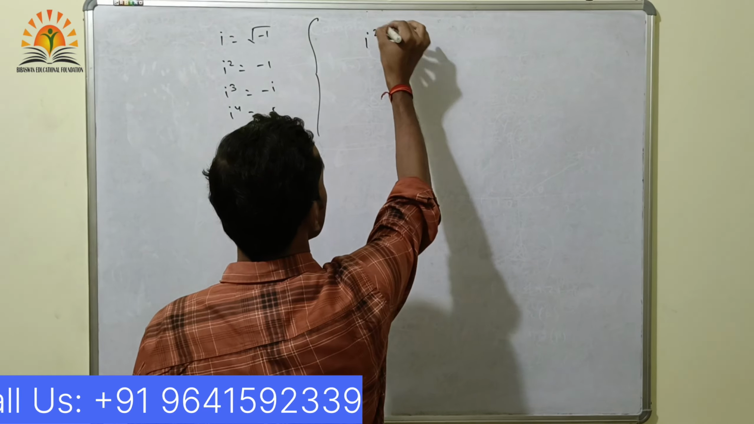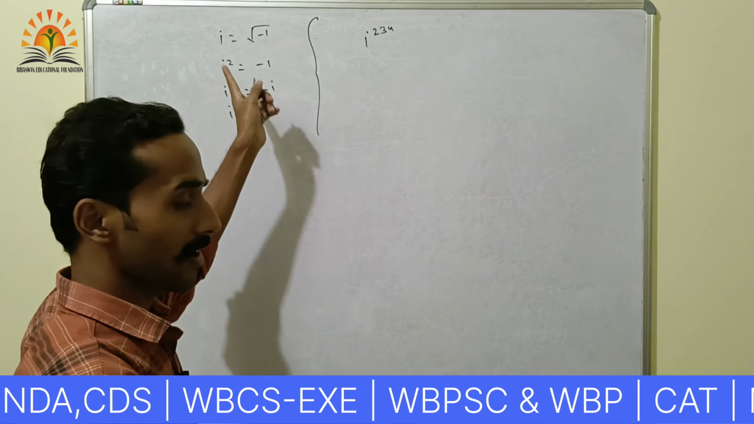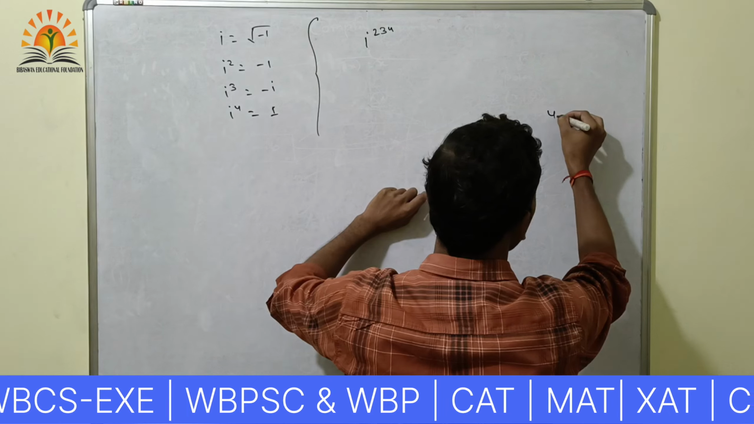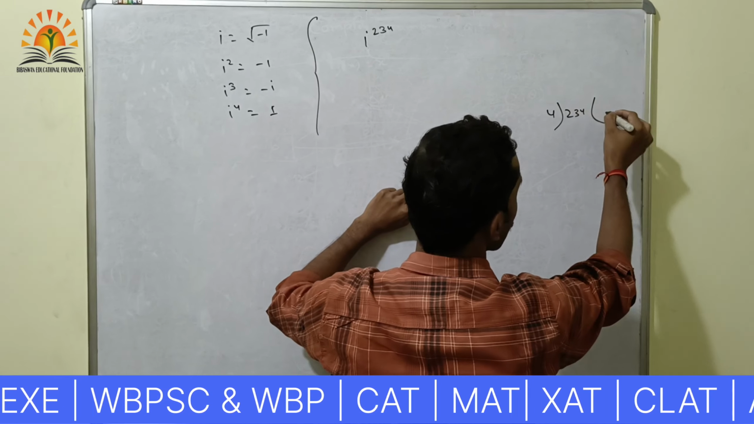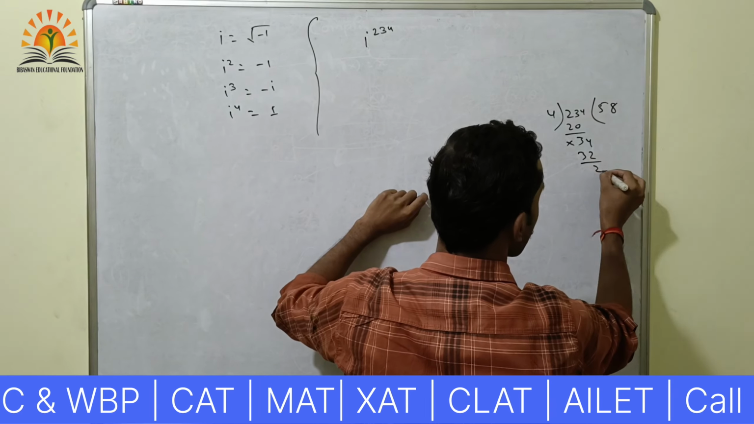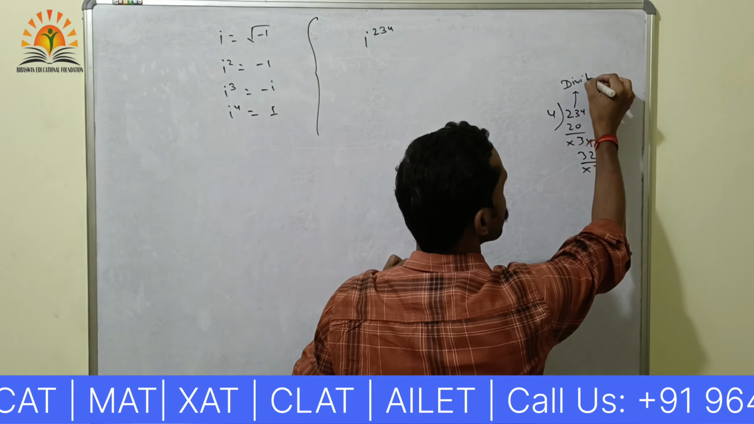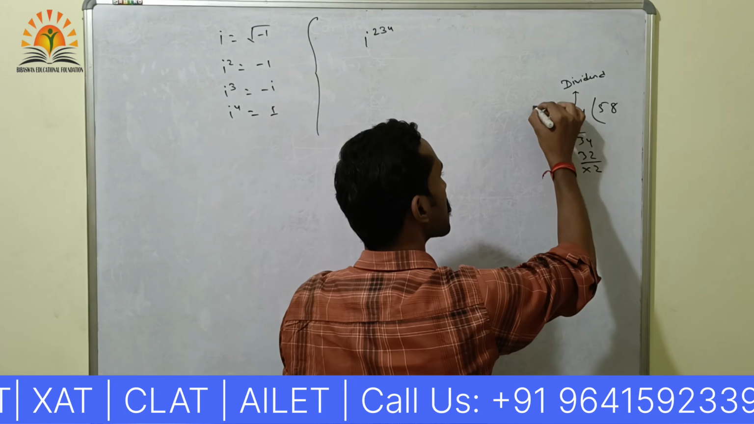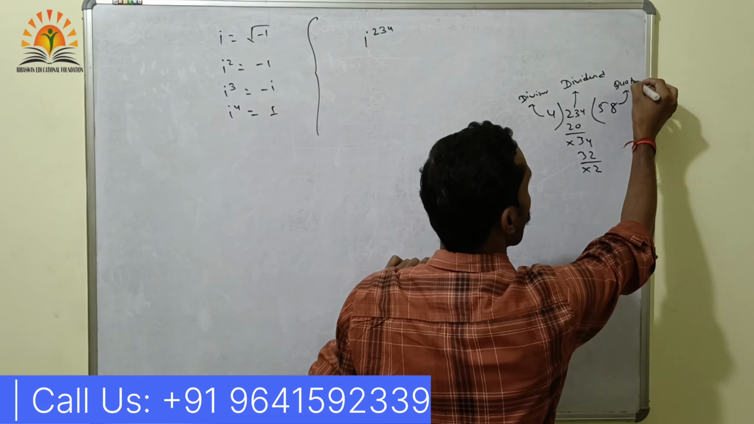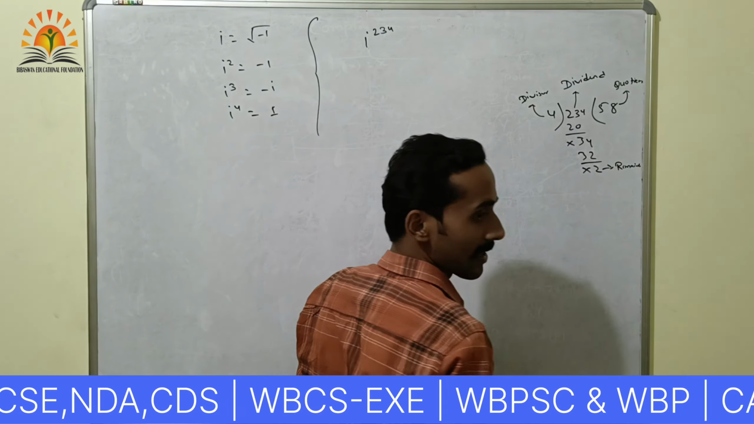Iota to the power 234. We have to express this number in the form of iota 1, 2, 3, 4. Now, very easy. You have to divide 234 by 4. Understood this? This is called the dividend, this is called the divisor, this is called the quotient, and that is called the remainder. Understood? You know about that?